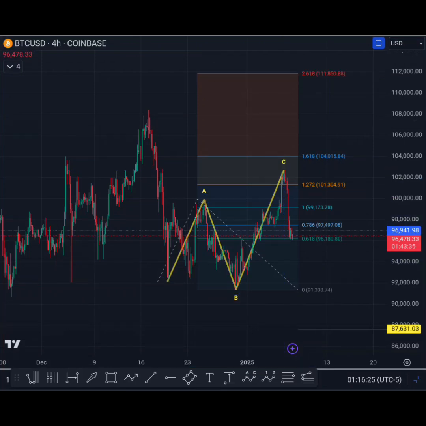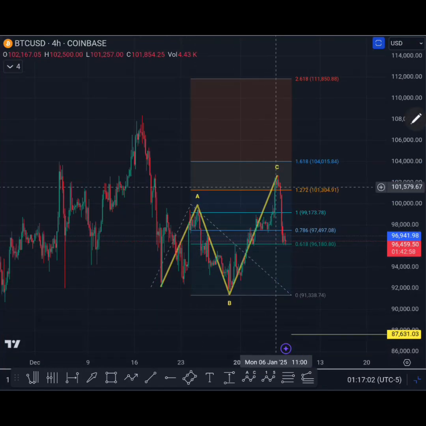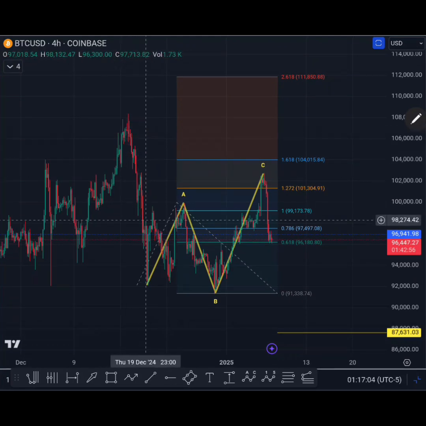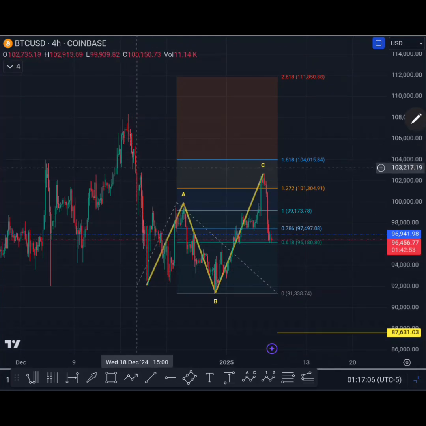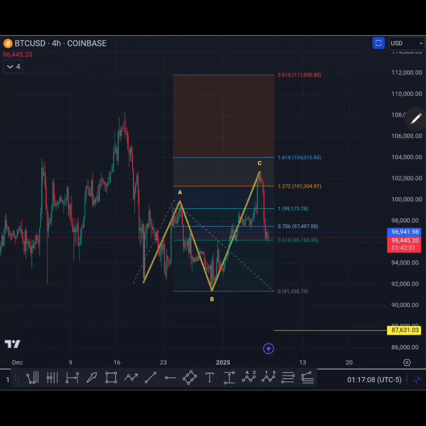Looks pretty clean. And if that is a completed correction for this persistent move down, then maybe this leg down can resume, and then you would get yourself some kind of weird A, B, C.